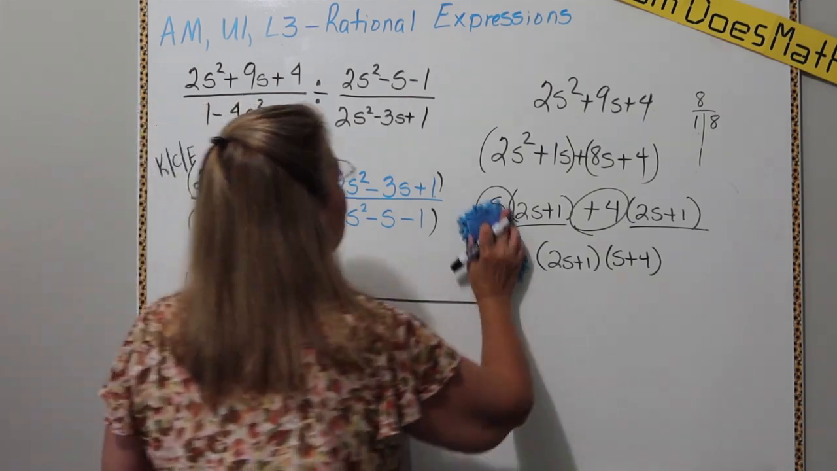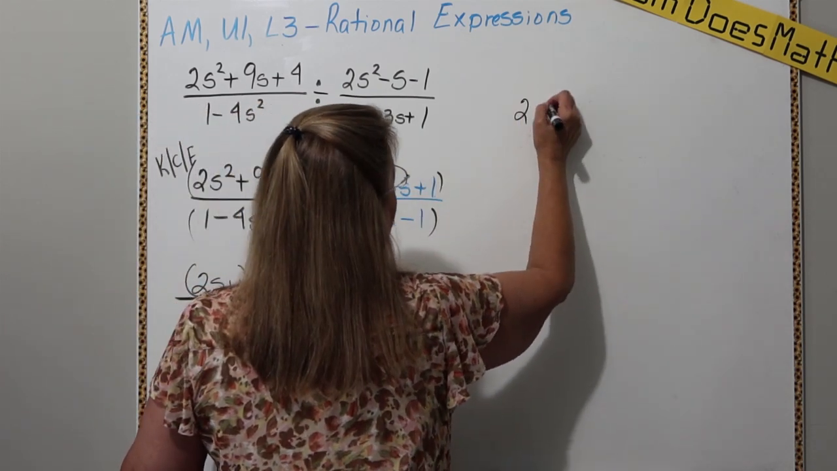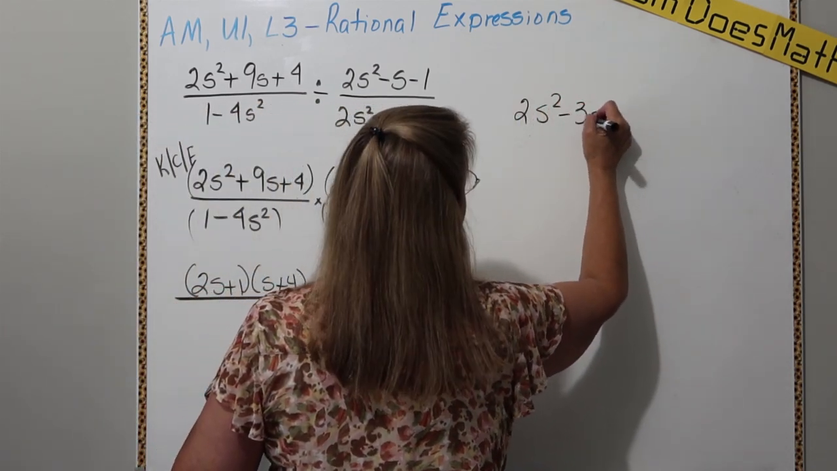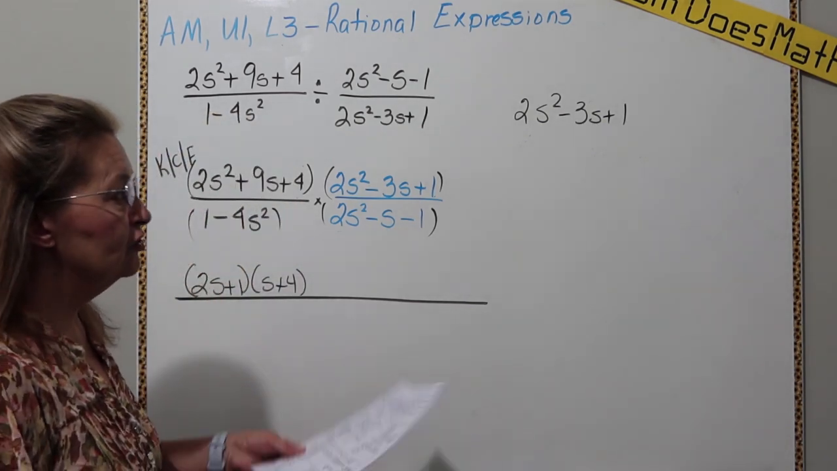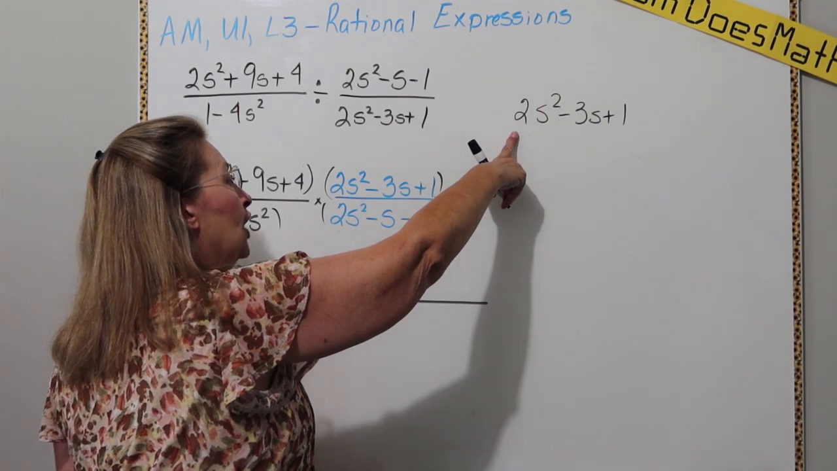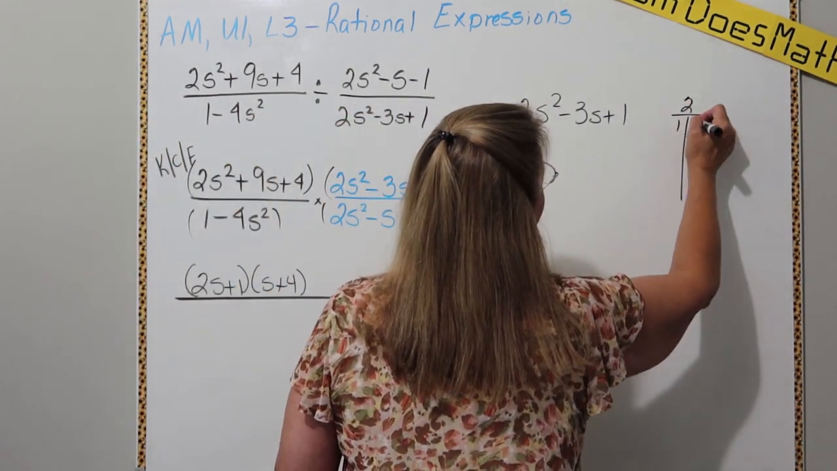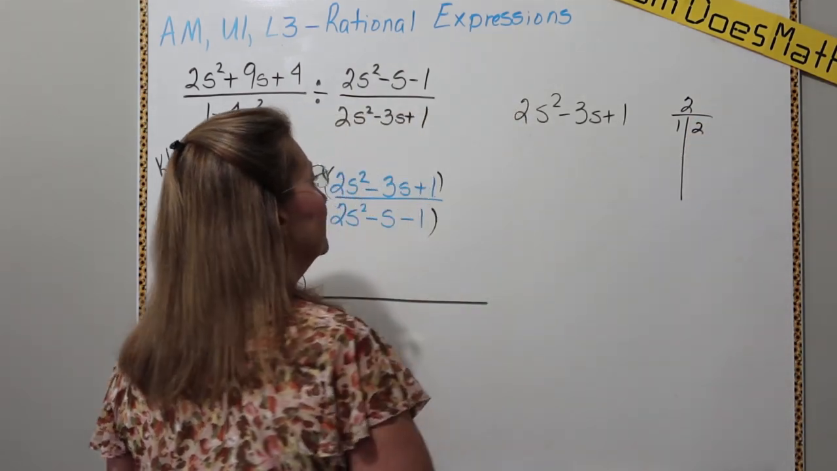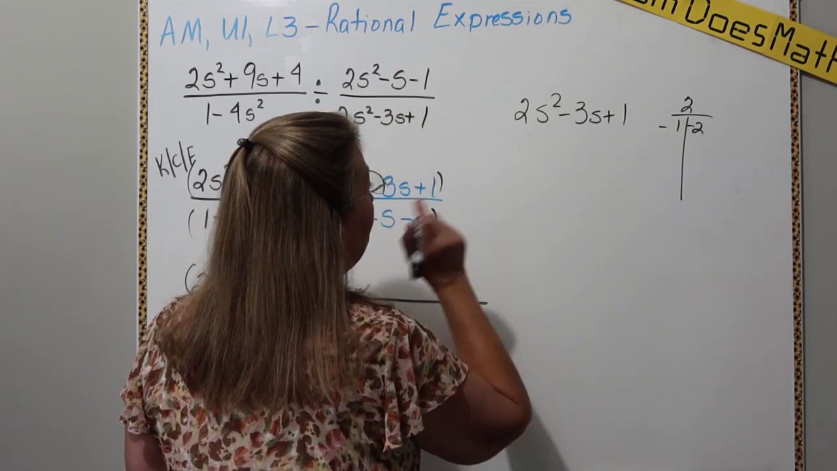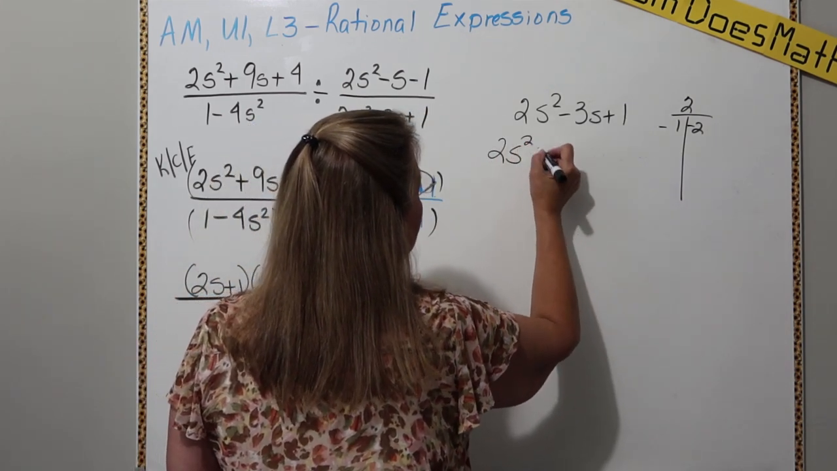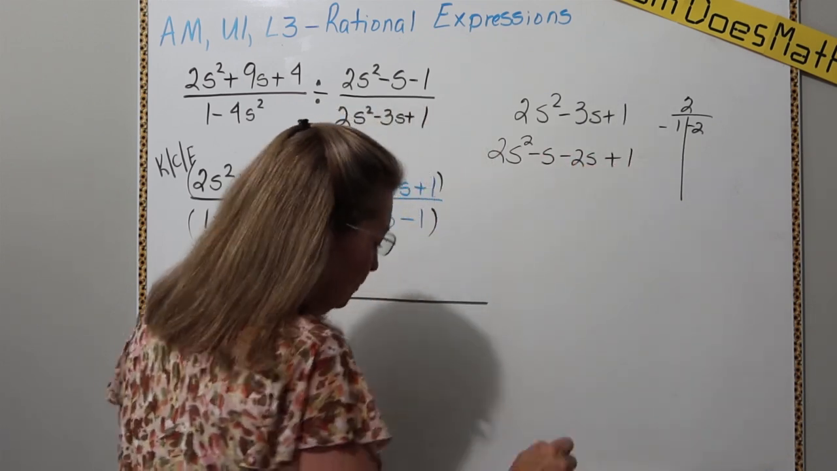Okay. Now let's move to the next numerator. Now I'm going to factor 2s squared minus 3s plus 1. Once again, no greatest common factor, trinomial, coefficient in front of the quadratic term, so that tells me AC method. 2 times 1 is 2. Now, what numbers will multiply to give me 2 but add up to give me negative 3? Well, they're both going to have to be negative. Alright, we're going to rewrite this as 2s squared minus s minus 2s plus 1.